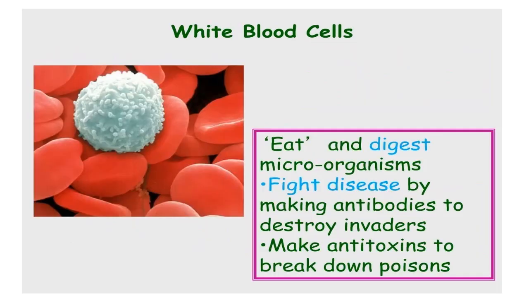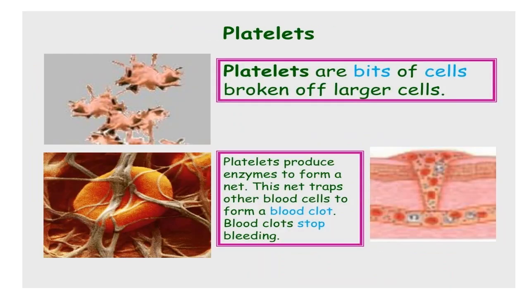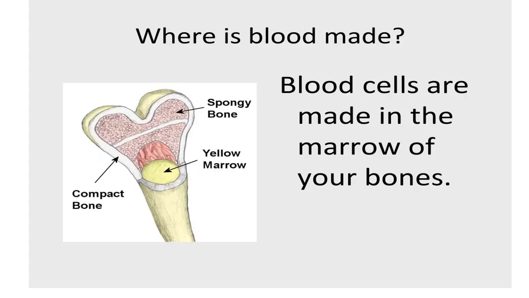And the main function of white blood cells is to eat and digest microorganisms, and they fight against diseases because they have their own antibodies to destroy the invaders, and they also act as antitoxins. And platelets are bits of cells broken off larger cells, and the platelets produce enzymes. This helps the blood cells to form a blood clot.